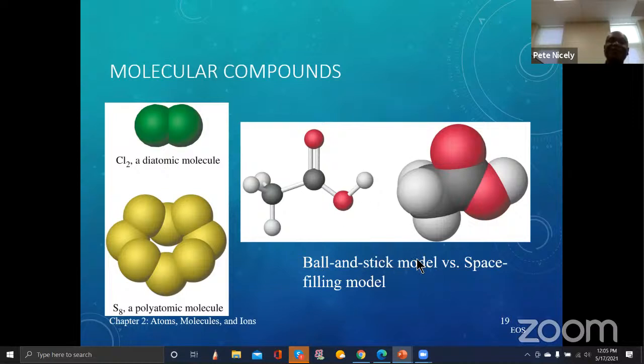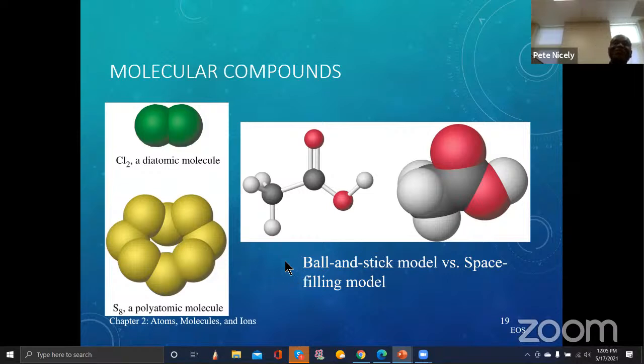When it comes to molecular compounds, which are made up of non-metallic elements, there are different representations that you can show. These are different models. We have the ball and stick model here, where each ball represents a particular atom. Then you have the space filling model, which we met before. If you remember, we looked at the water molecule. And these are other space filling models. This is for chlorine, and this is for sulfur, which is a polyatomic molecule.